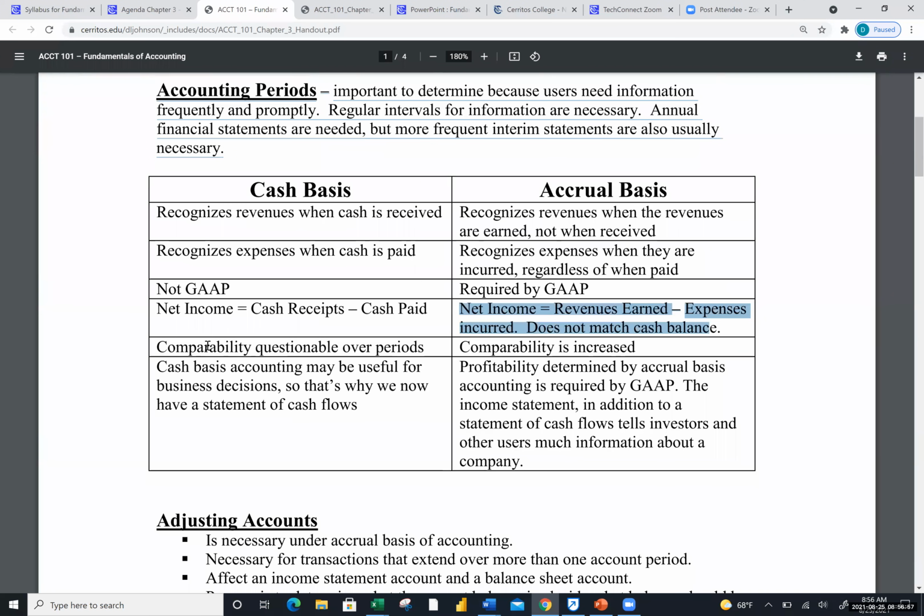The cash basis has very questionable comparability. The accrual basis, which mandates that all companies use this, is on the same level playing field and we all use the same rules. It ensures comparability between companies and between periods. And although the cash basis may be useful for business decisions, we know that profitability is a very important component to our investors, to our shareholders, and so that's why GAAP requires it.